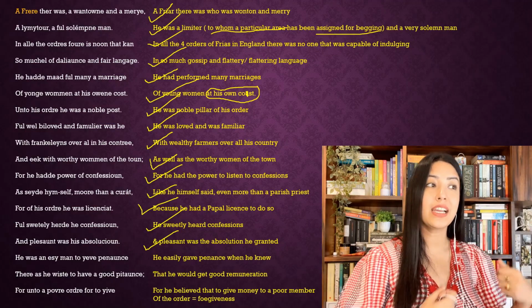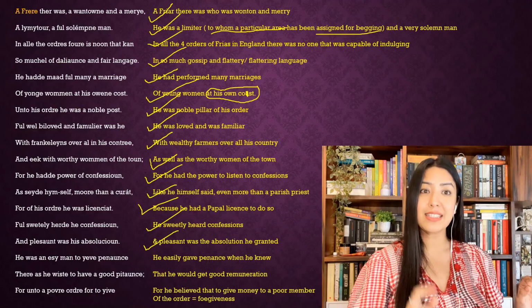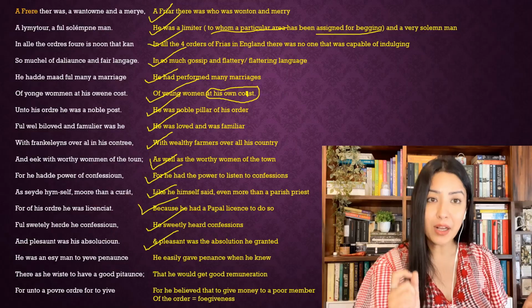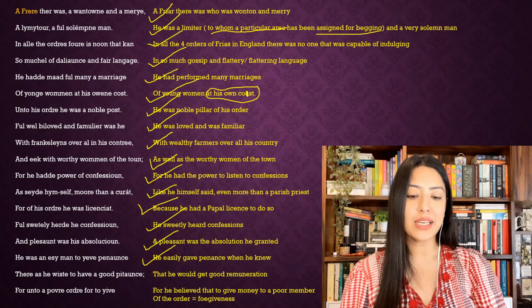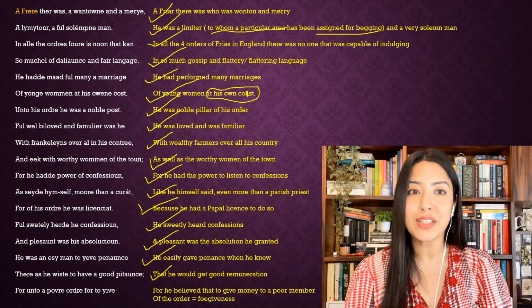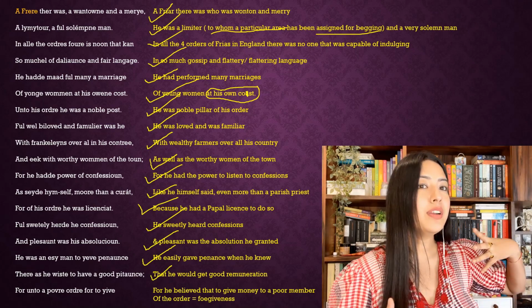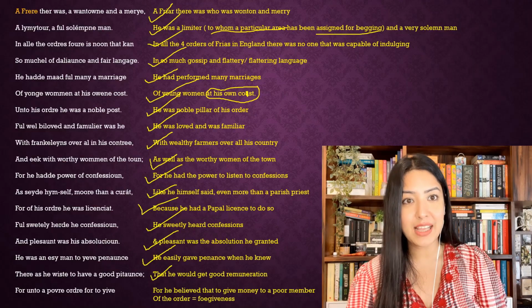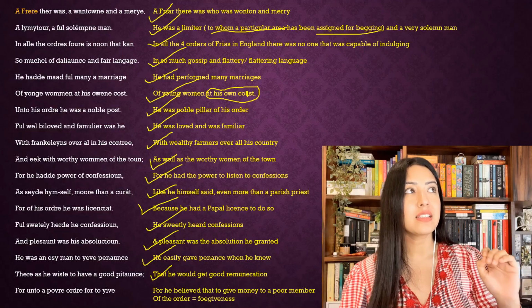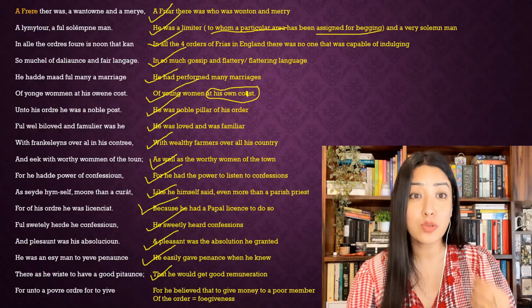So how did he grant absolution? He was very nice in giving absolution. That's what Chaucer says, ironically, sarcastically, because how did he grant absolution? He easily gave penance when he knew that he would get a good remuneration. That is, if he knew that this person is going to pay me well, he would give pardon easily. So you understand the corruption that is happening. In the long run, it is not true forgiveness.